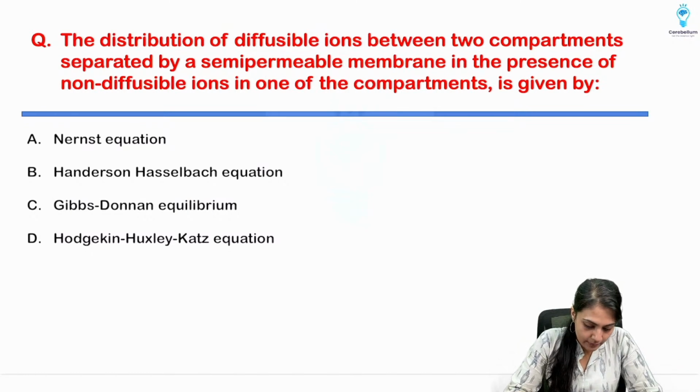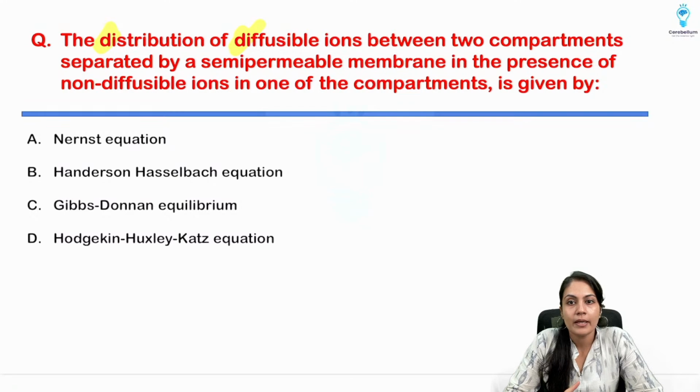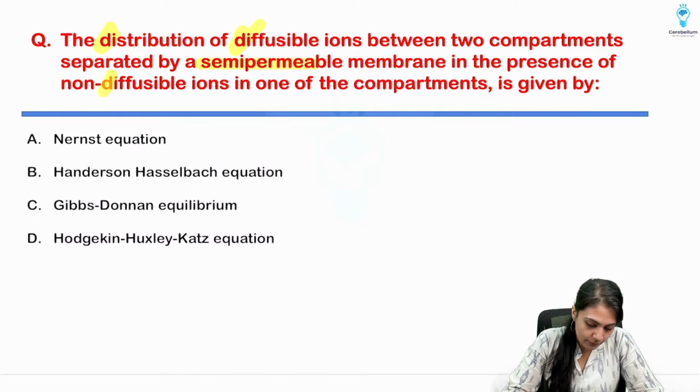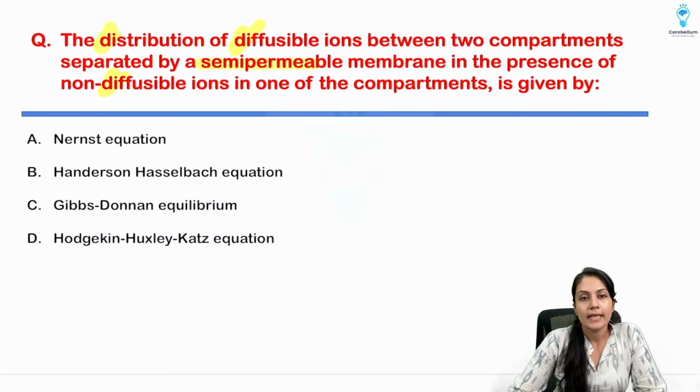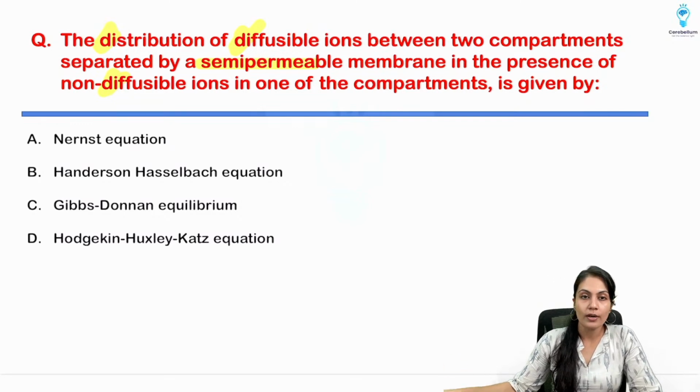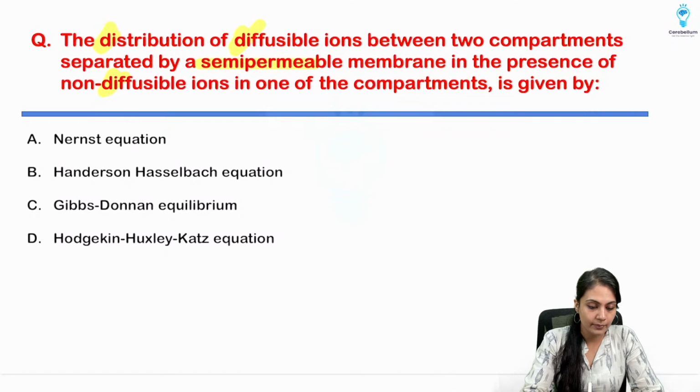I'll tell you the hint again. The distribution of diffusible ions between 2 compartments separated by a semi-permeable membrane. So a semi-permeable membrane is there, so it is kind of a cell-like condition. In the presence of non-diffusible ions will be called as, yes please, what is it going to be called as? Tell me once again. Hanji, what will it be called as? I'm waiting for your answers.